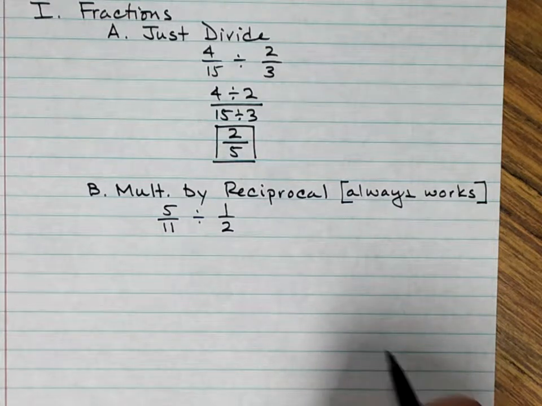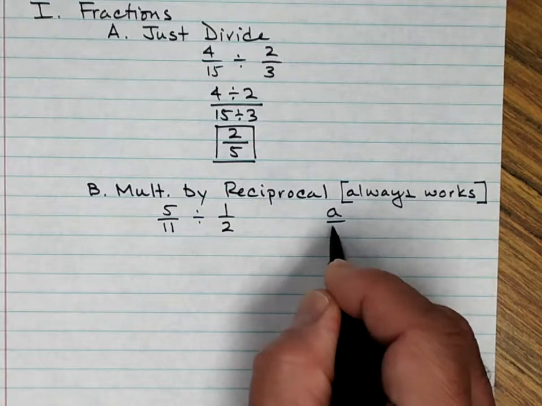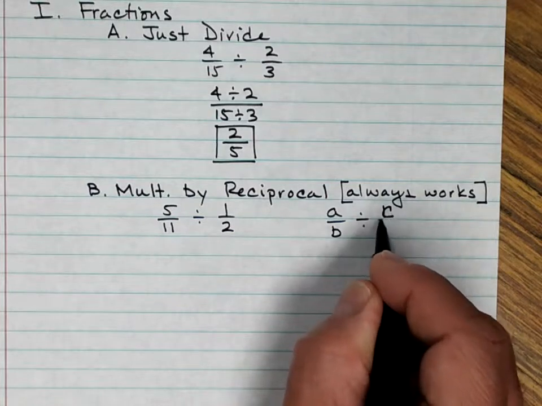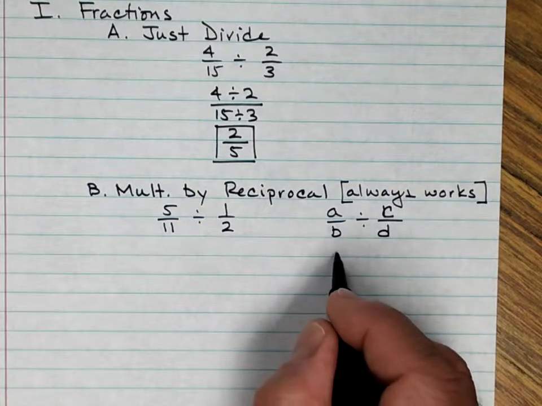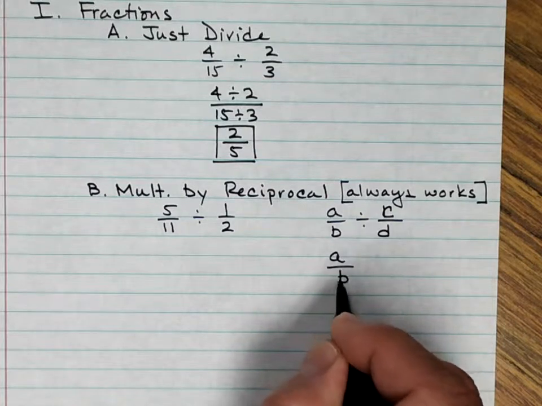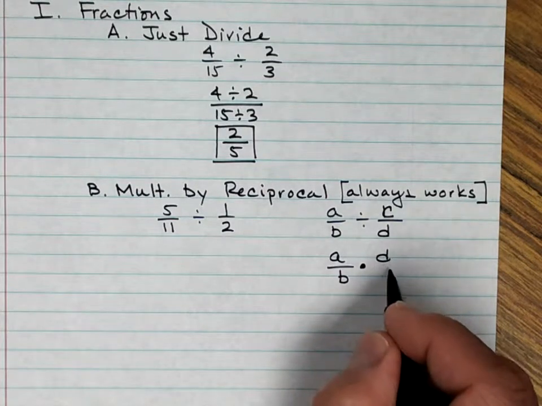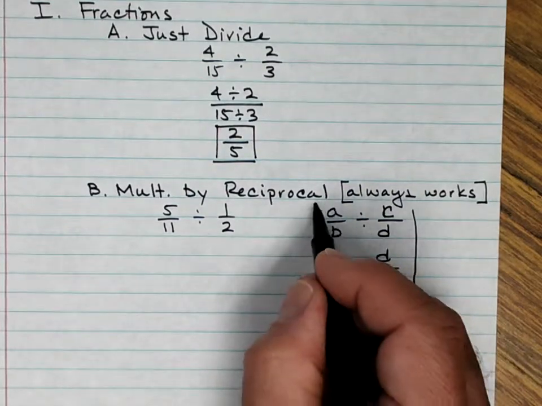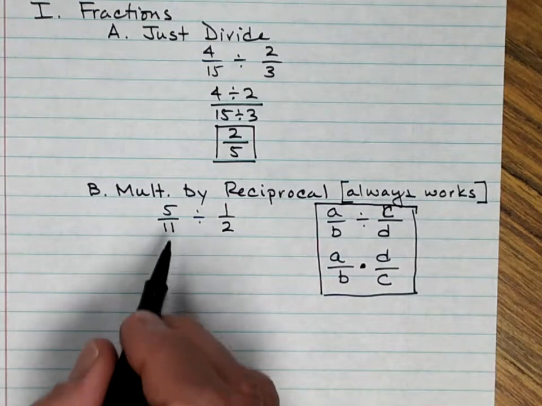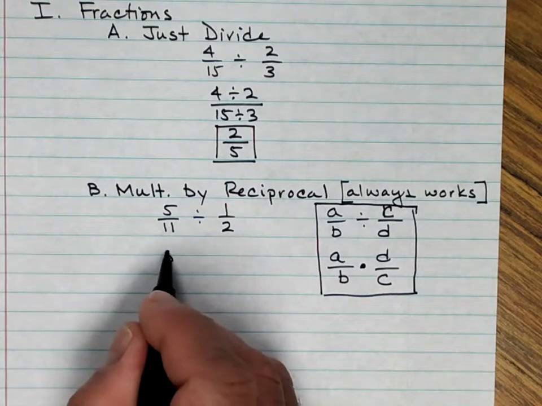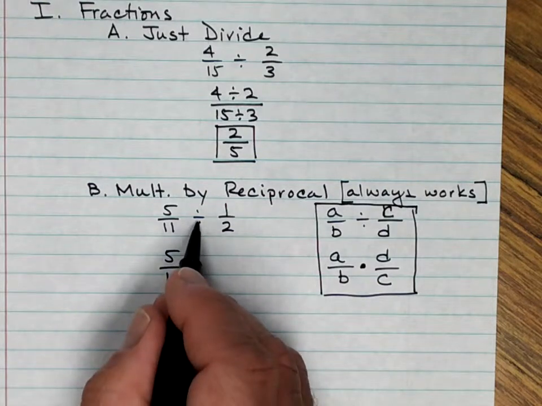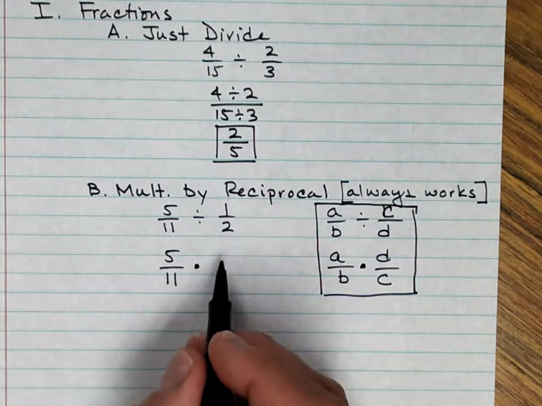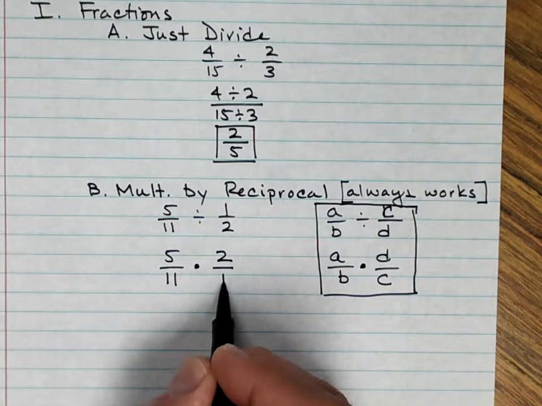In short, if we have A over B divided by C over D, what we're going to write is A over B times D over C. This is something you are not going to want to forget. So in this case, this is A over B, so that's going to stay A over B. This was division, now it's multiplication. This was C over D, now it's D over C.